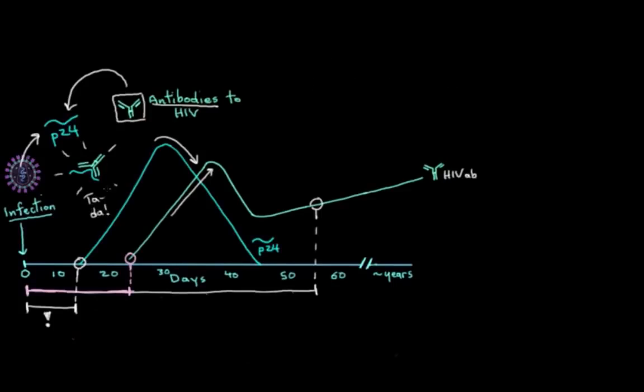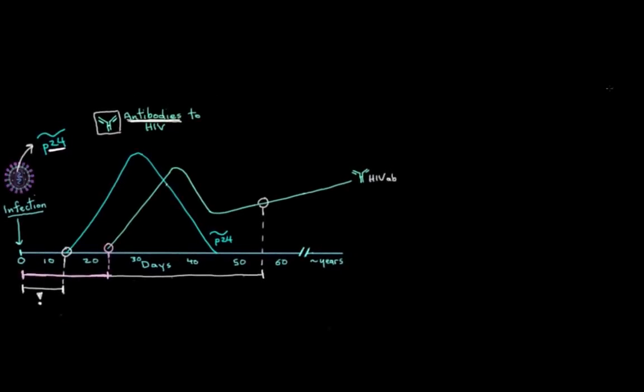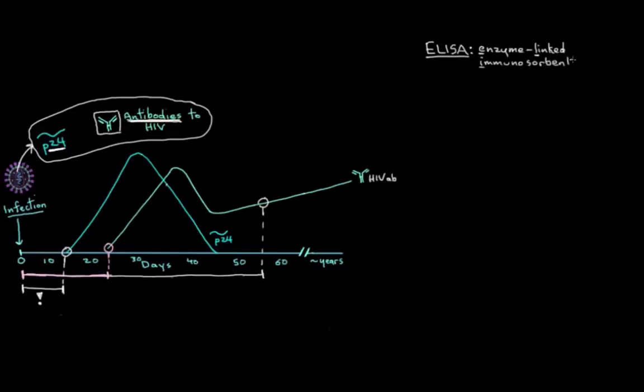So let's say for argument's sake that you do test positive on either the antibody or the P24 test or both. What happens then? Does that mean you definitely have HIV? Well, there's a system of double checking just to make sure. So these antibody tests are done by a process called ELISA, enzyme-linked immunosorbent assay.